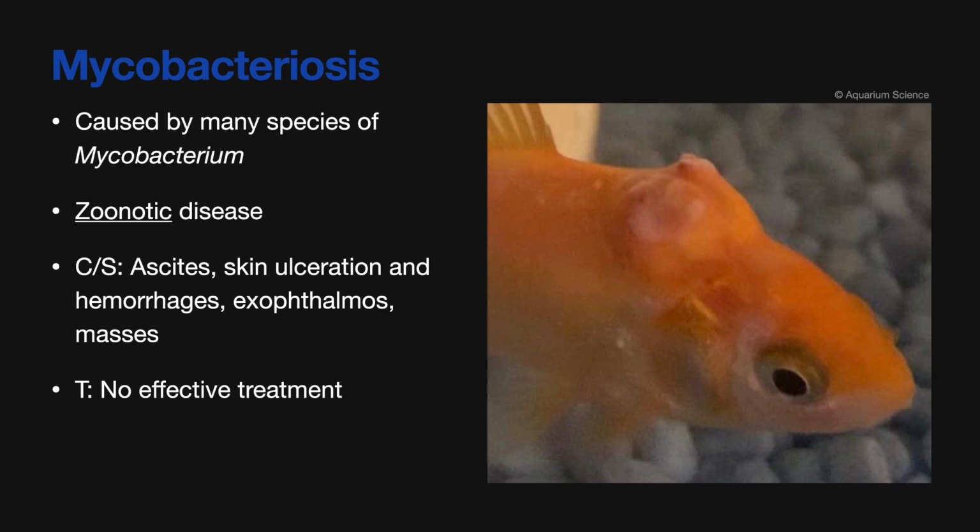Mycobacteriosis can be caused by many different Mycobacterium species in fish. These species are all potentially zoonotic. In fish, they cause ascites, skin ulceration and hemorrhages, exophthalmos, and potentially large masses. There's no known effective treatment for this condition in fish.